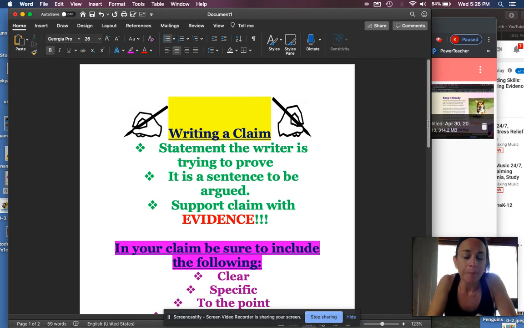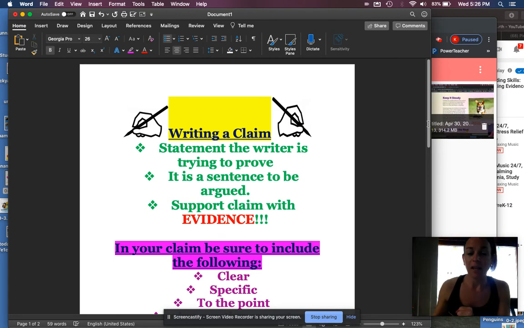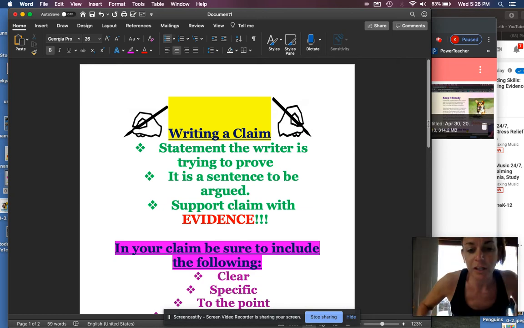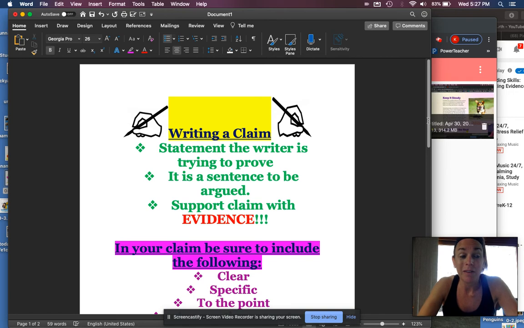It says writing a claim. It's a statement that the writer is trying to prove. So you really have to prove why you're taking a side. It's a sentence to be argued because you might have one personal opinion about wearing school uniforms, say, and somebody else may have a different opinion. And that will get into a different part of tomorrow's lesson with counterclaims, Mrs. Stabluski. And you also really need to support your claim with evidence, like at least 3 pieces or more of evidence to support your claim.